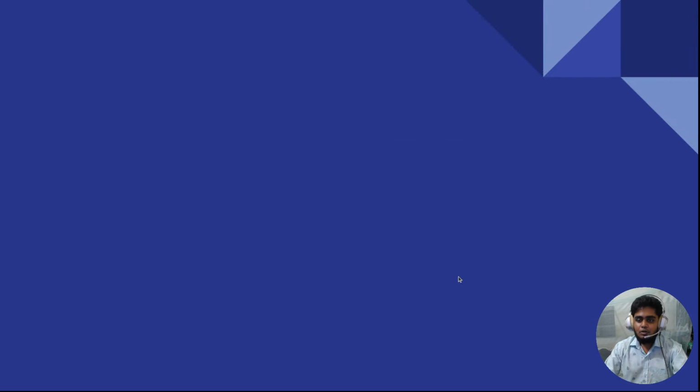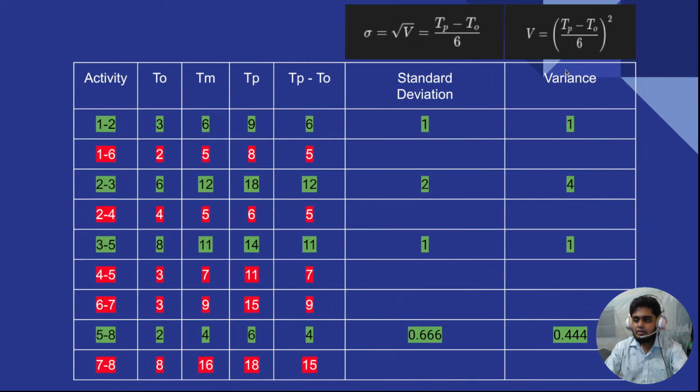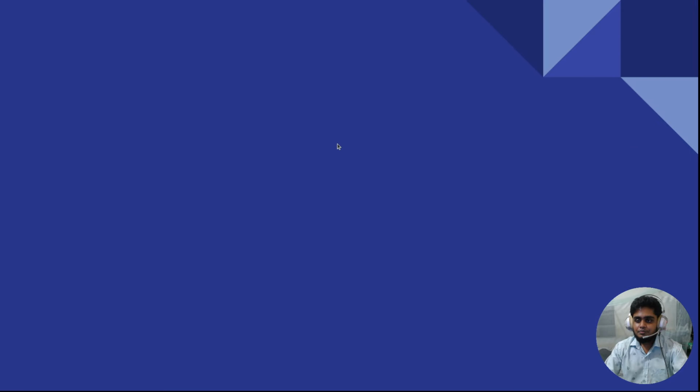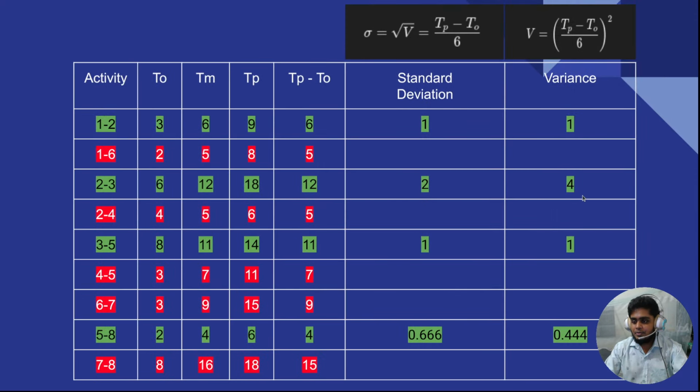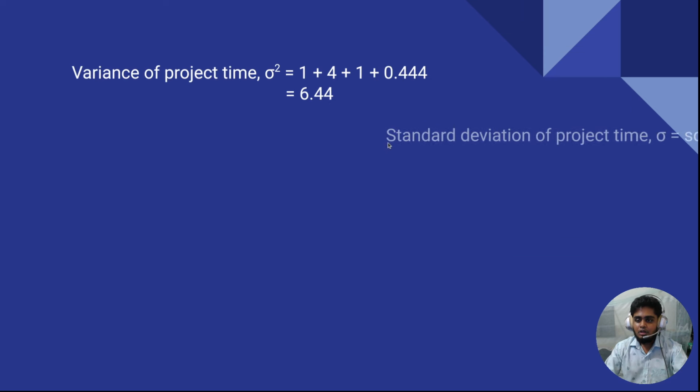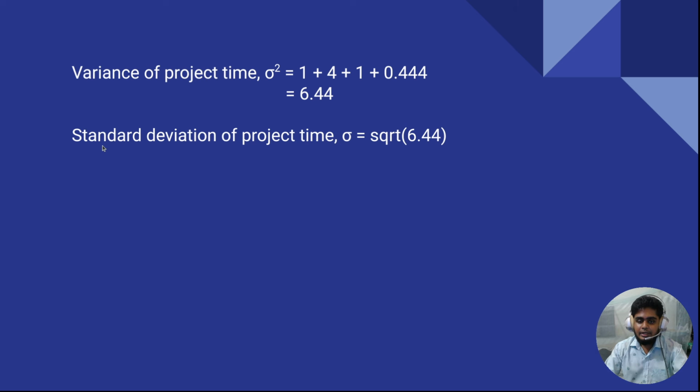After that, what I have to do is calculate the variance of project time, which is basically sigma square. So I just add all those values: 1 plus 4 plus 1 plus 0.444, and the sum of those values is equal to 6.44. After that, you have to calculate the standard deviation of project time, which is called sigma. So this is sigma square and this is sigma.